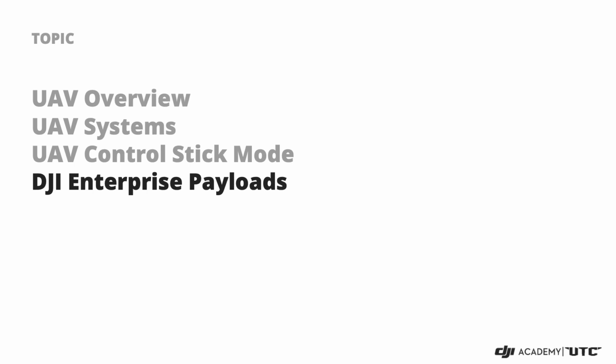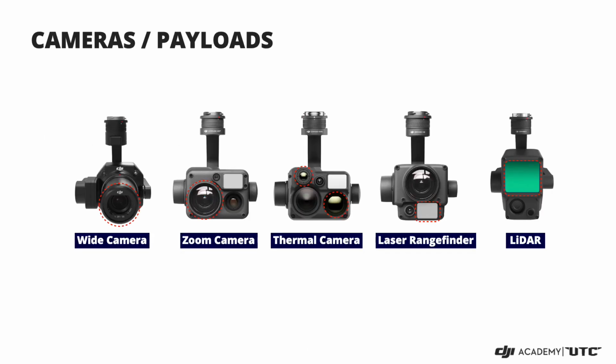People fly a UAV for a purpose. We usually use a payload or a gimbal to accomplish the task. The most common payload is a camera. For DJI Enterprise drones, we have more. These are the cameras or payloads on the DJI Enterprise lineup. Instead of introducing each one, I will talk about the sensors in common, including the wide camera, zoom camera, thermal camera, laser rangefinder, and LIDAR.